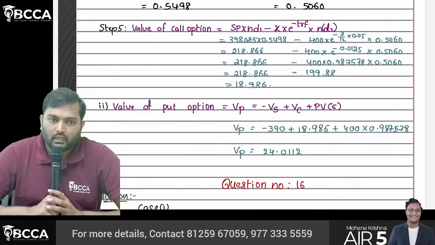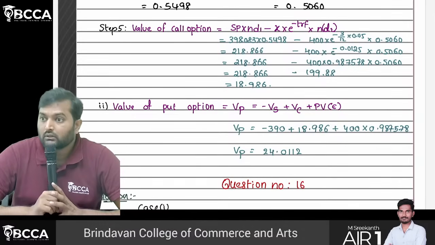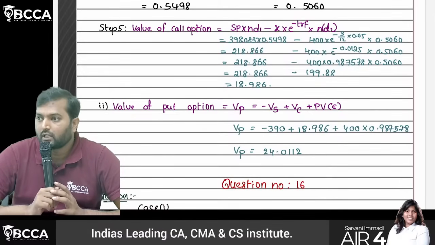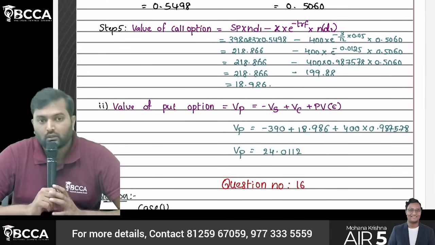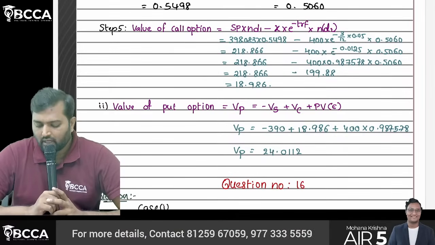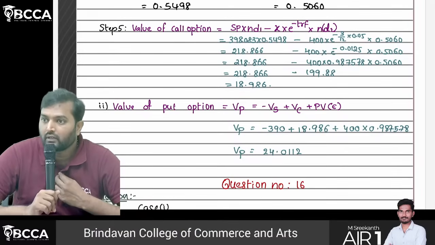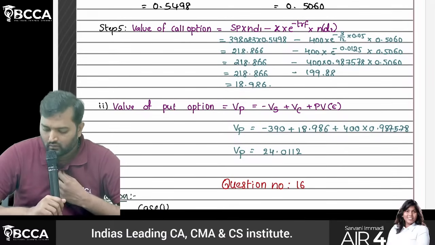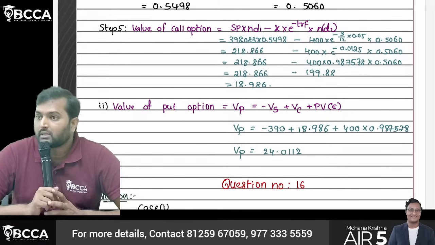Put-call parity equation: value of a call plus present value of X is equal to value of a put plus value of a share. That means value of a put is equal to what? Value of a put is equal to value of a call plus present value of the strike price minus value of a share. So value of a call we already know, 18.986, plus present value of X.